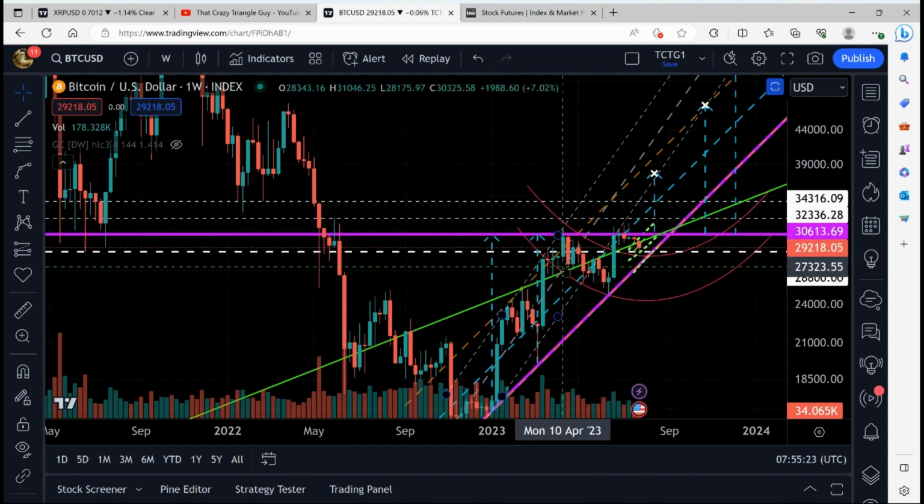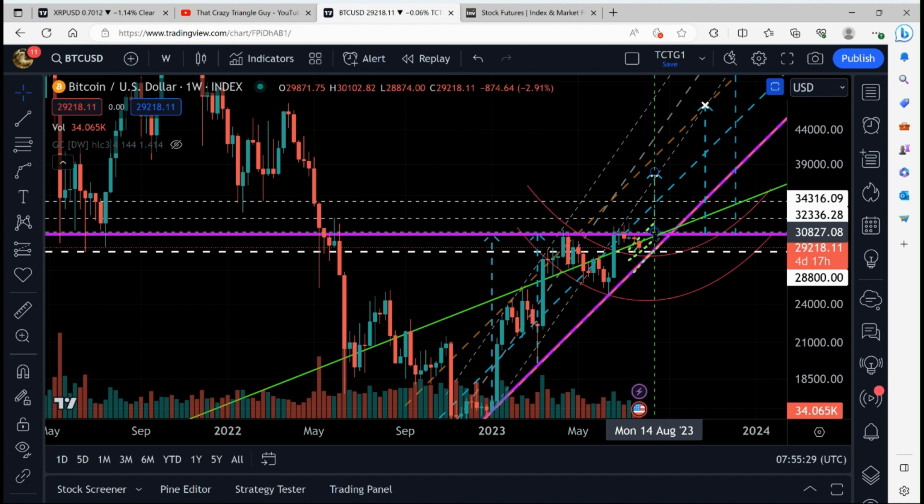And with the very, very low volatility and sideways action here, we're ready to bust a move. I mean, we're ready to bust big time, and we're in the right place in the cycle for that to happen as well.